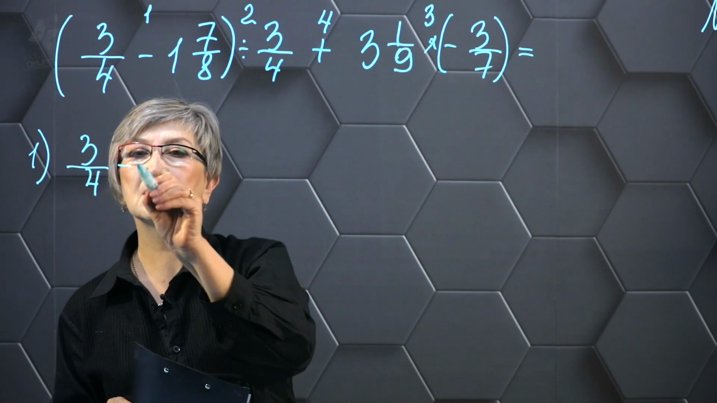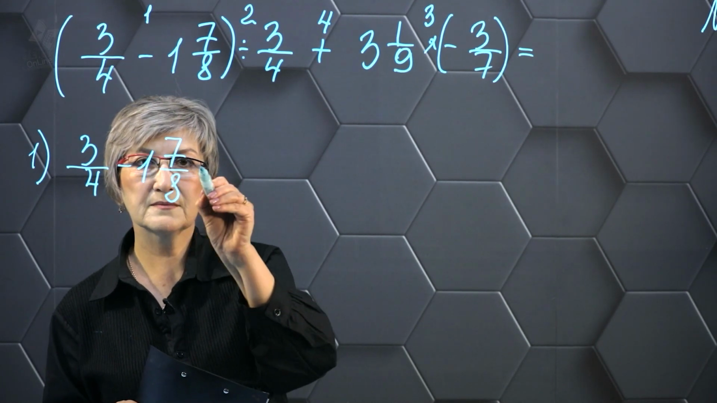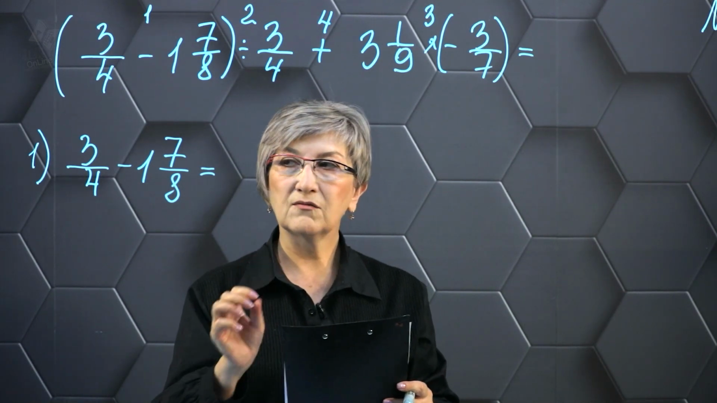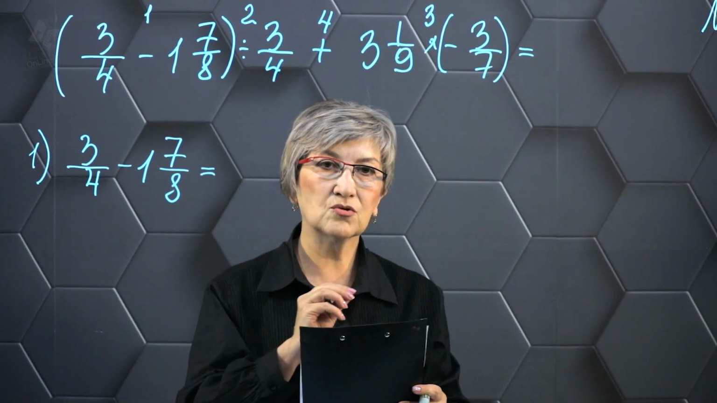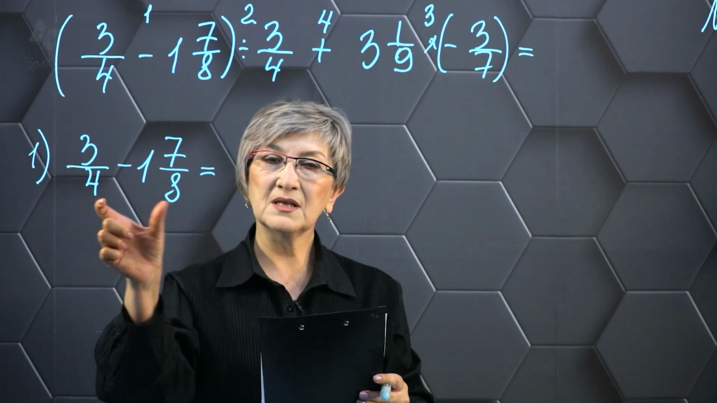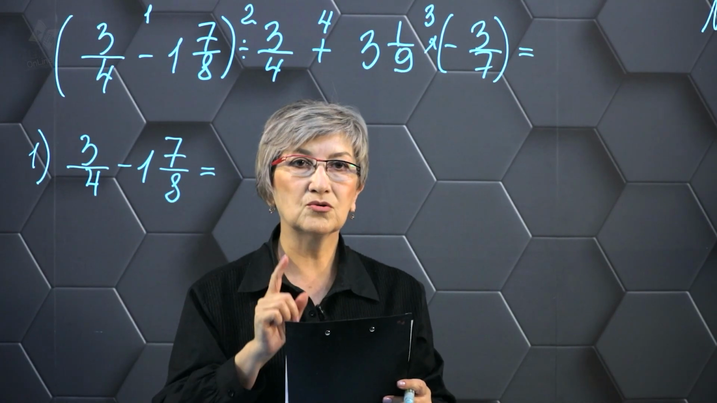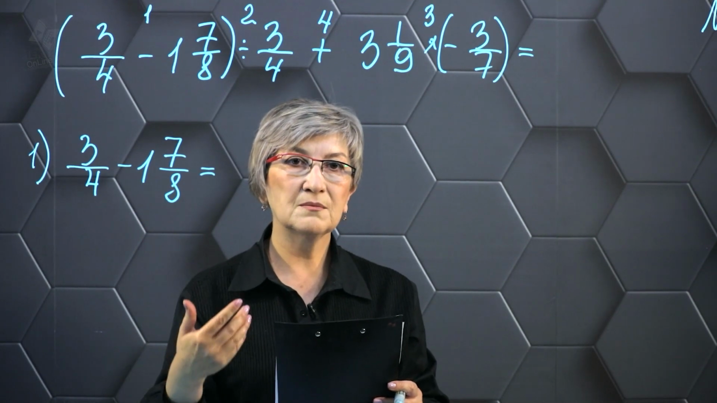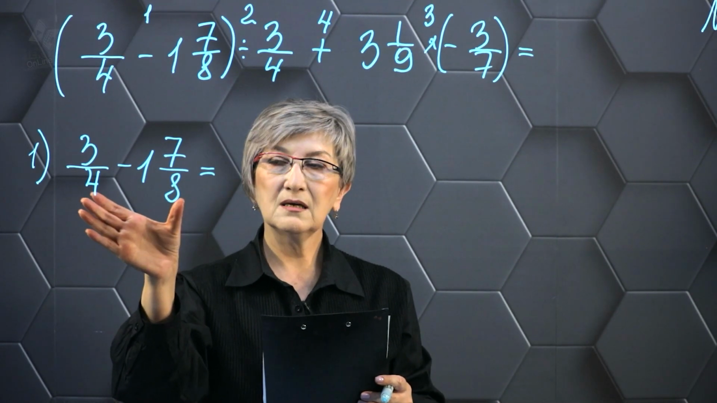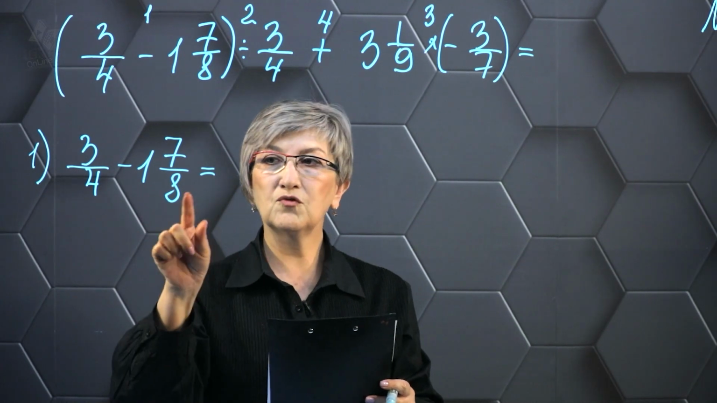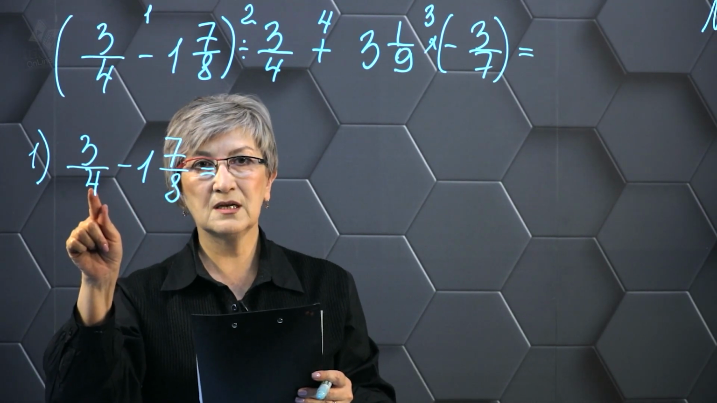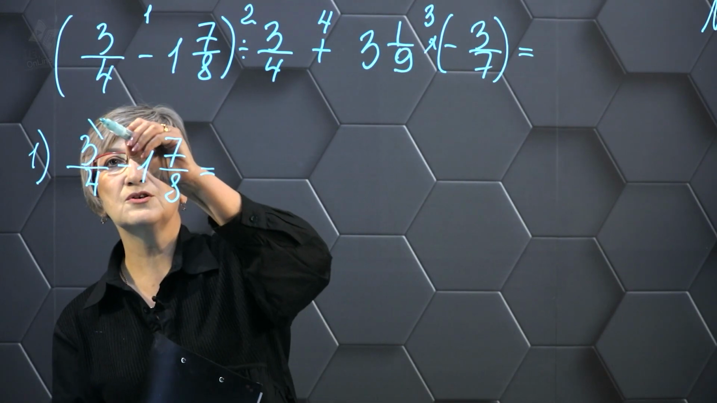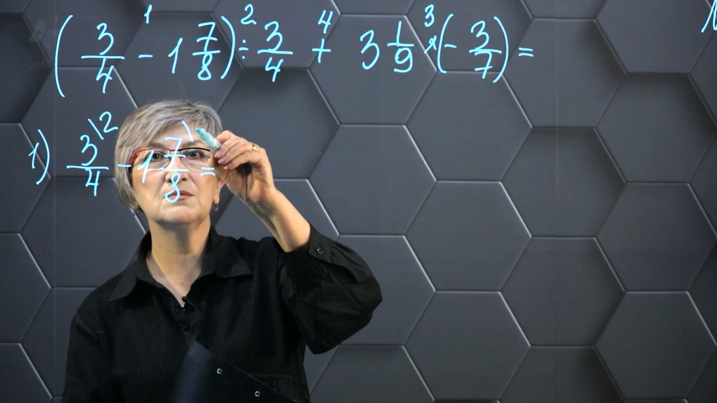3/4 minus 1 7/8. We've seen fractional numbers. In order to add or subtract fractional numbers, we need the denominator to be the same. To do that, we need to find the lowest common denominator. And the denominator is the number 8, because 8 can be divided by 4 and 8 divided by 8. 8 divided by 4 is 2. 8 divided by 8 is 1.